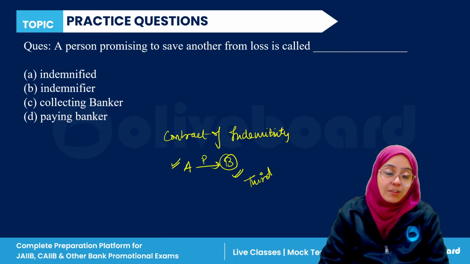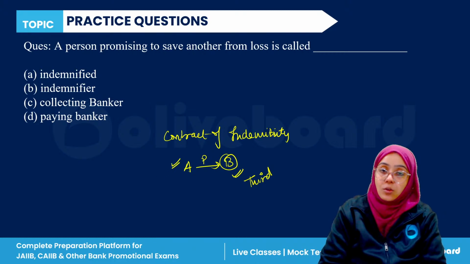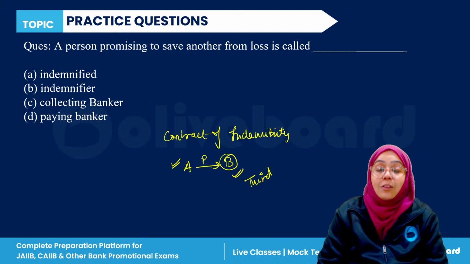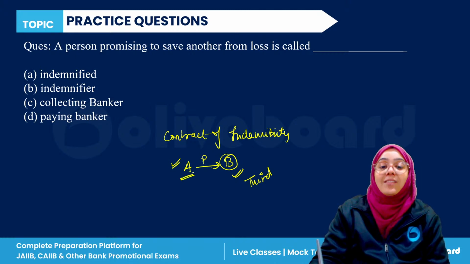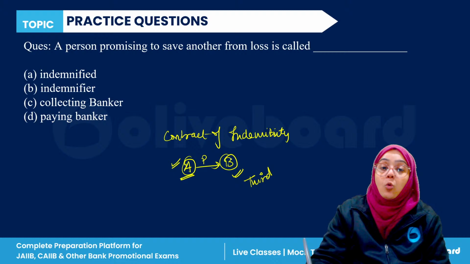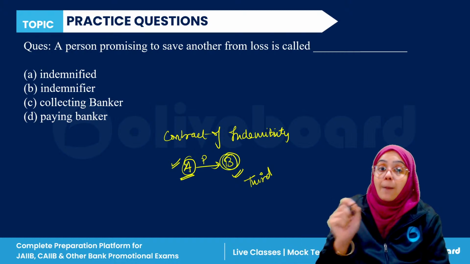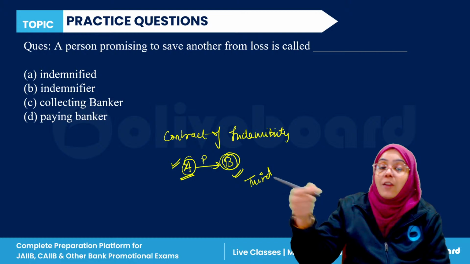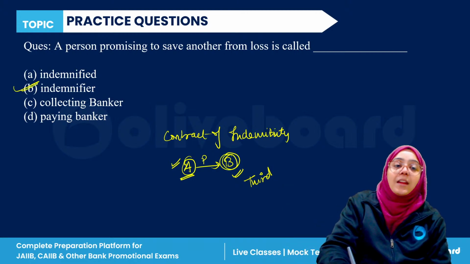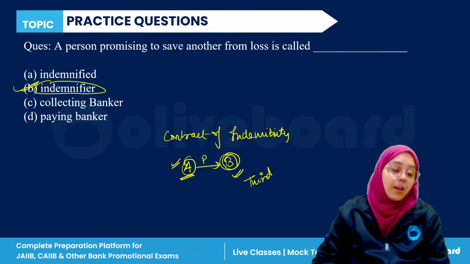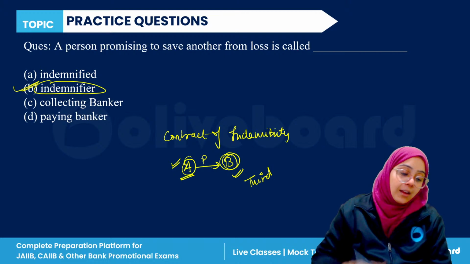This is known as a contract of indemnity, like the insurance contract. In this, the one who is promising is called the indemnifier. The one who is being promised is called the indemnified. So a person promising to save another from losses is called the indemnifier. So B is the correct answer.